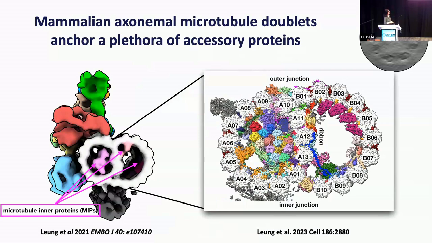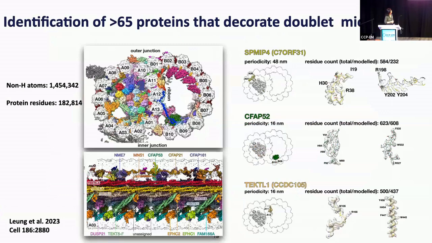So this is the whole overall structure. We identified more than 65 proteins, which is quite a bit. And now what you can see here is that every protein other than the microtubule is colored in a different color. And you can see on the right some examples of the quality of the map that allowed us to identify those proteins. And what you see here on the bottom is a cross section.